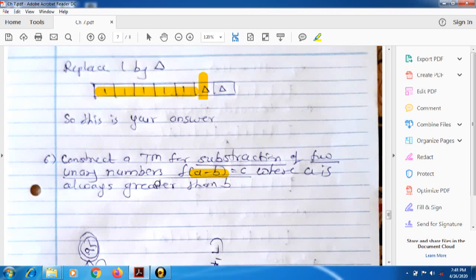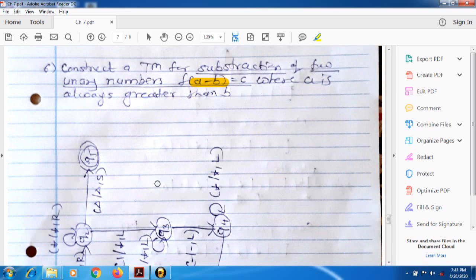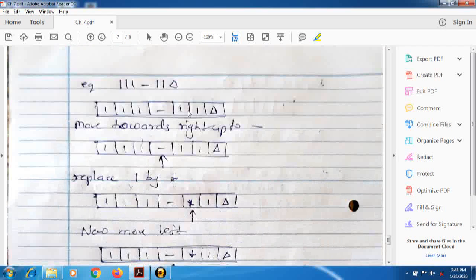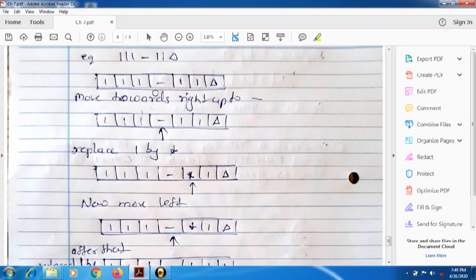Now see, suppose I have considered a as 3 and b as 2. After making the subtraction, our answer is 1. So now check what we have to do.